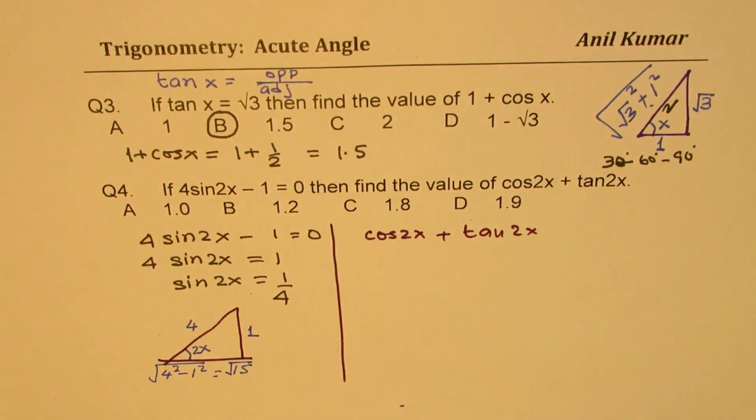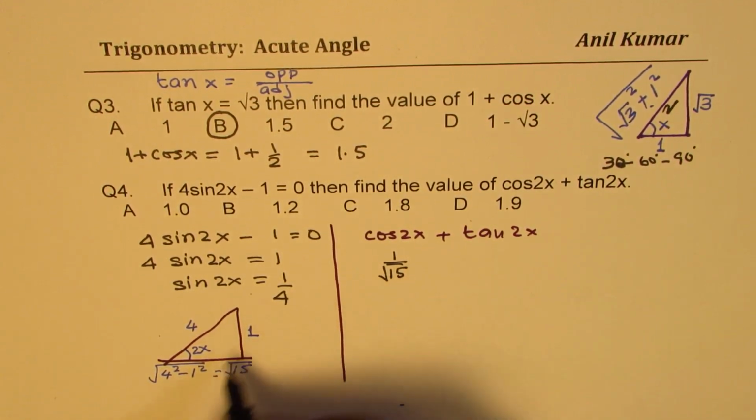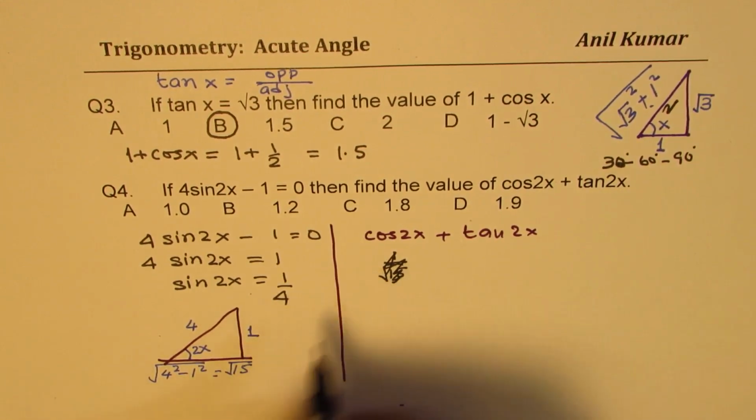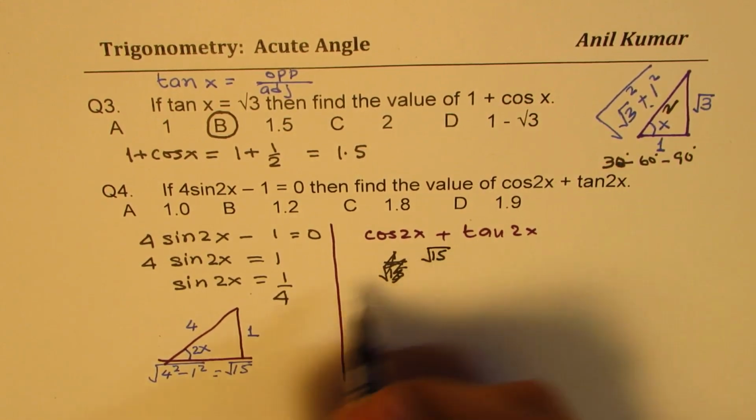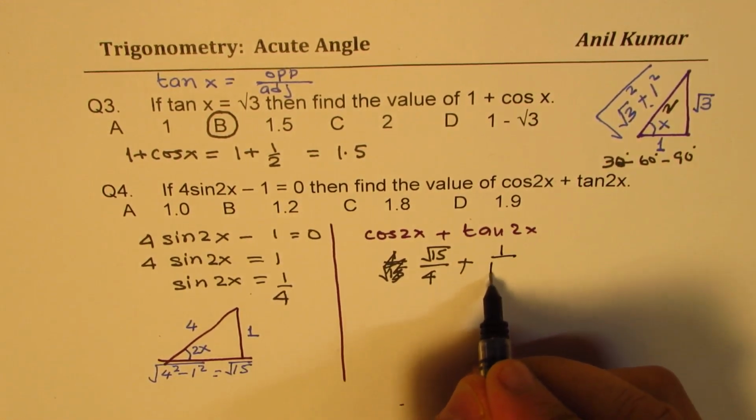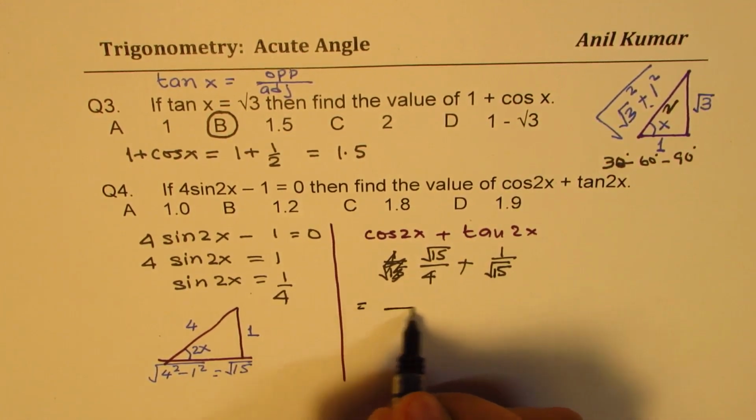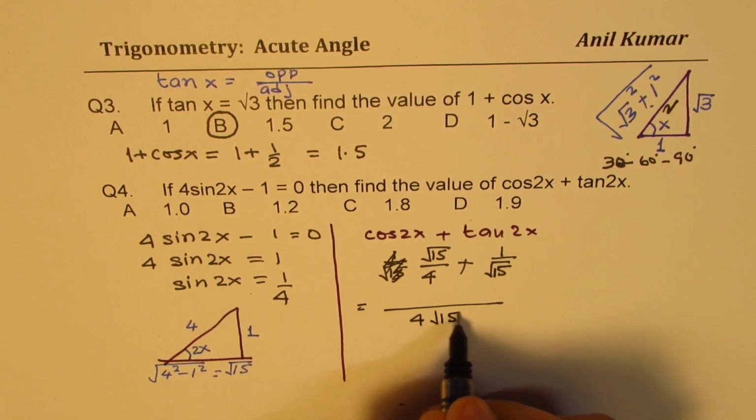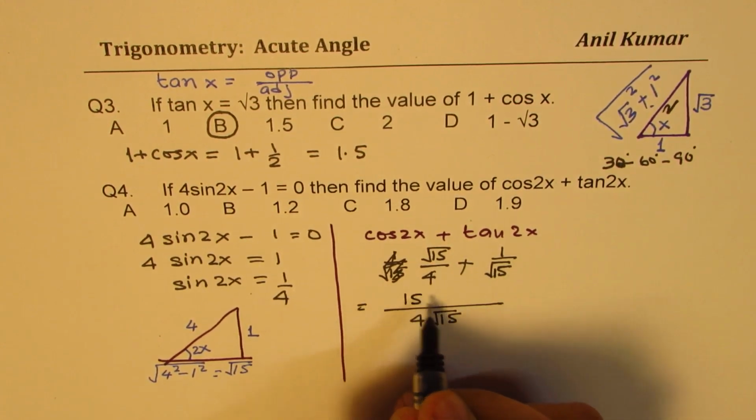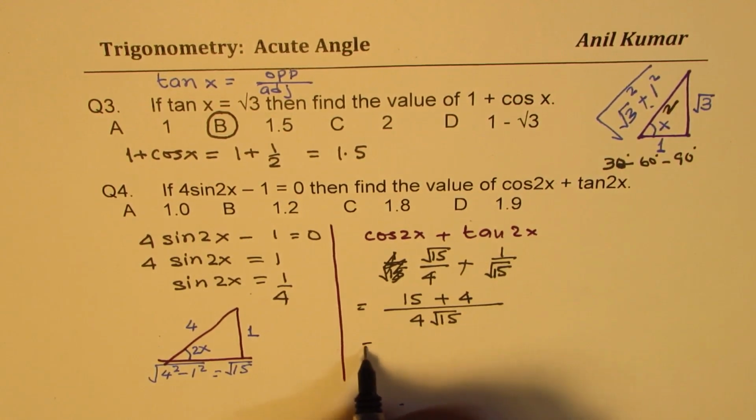Now from here, you can see that cos 2x is square root of 15 over 4, right? Plus tan 2x is 1 over square root of 15, correct? So that gives you the value with denominator 4 square root 15. Cross multiply, you get 15 plus 4, right? So you get 19 over 4 square root 15.